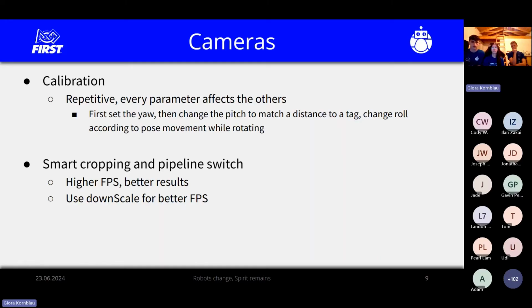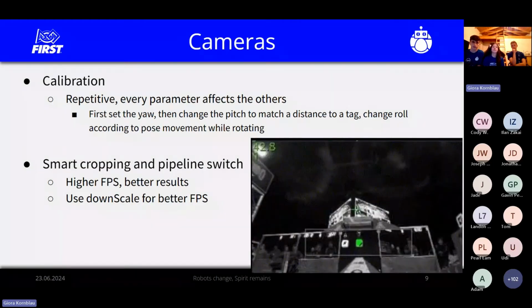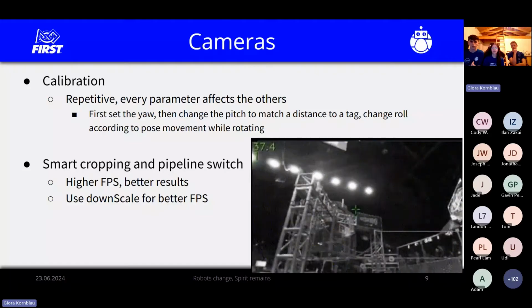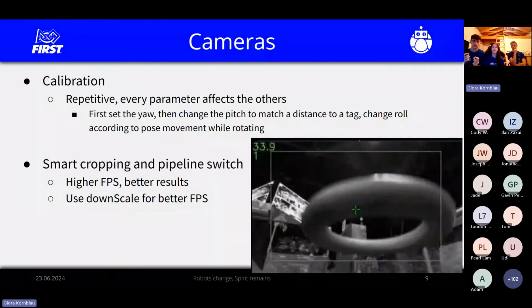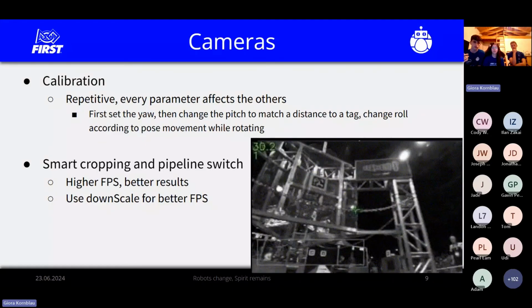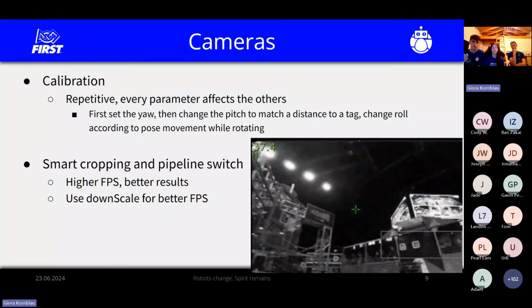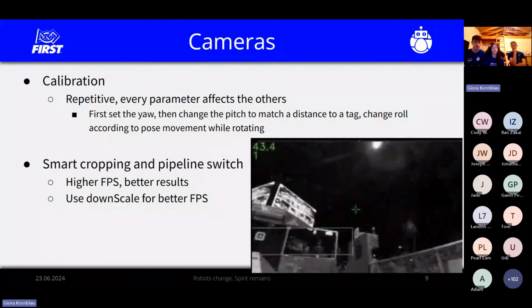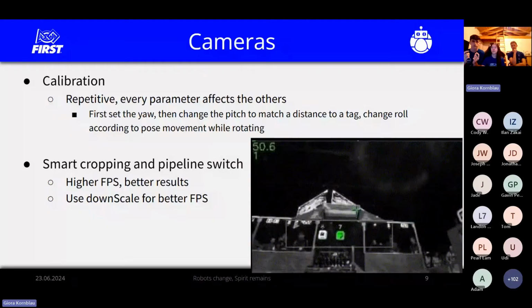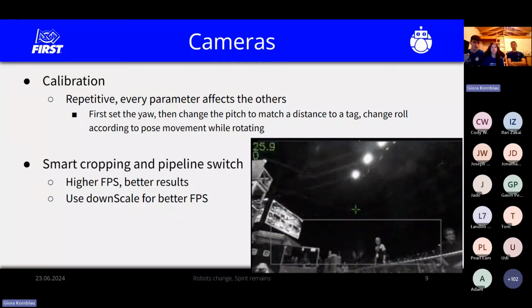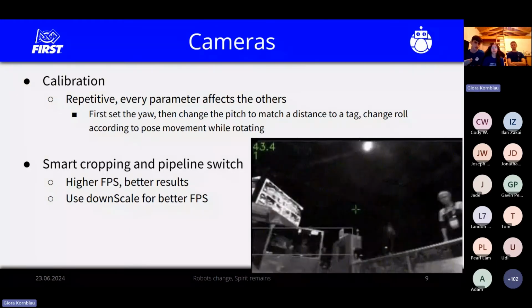For smart cropping and family switch, we're using the smart cropping in order to have higher FPS, and this yields better results because we see more tags. And we are doing two types of crops. The one crop is a big crop when we don't see a tag, in order to search for the tags. But when we detect a tag, as you can see by the GIF down on the right, we minimize the crop and focus it on the tag. So we wouldn't miss it, but we would have a higher FPS while tracking it.